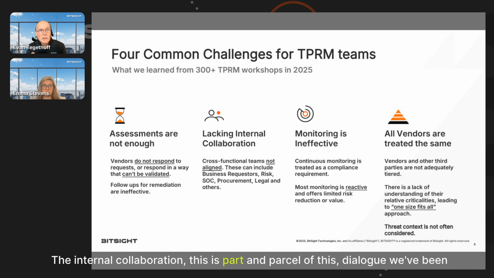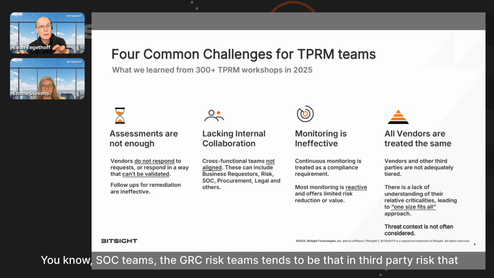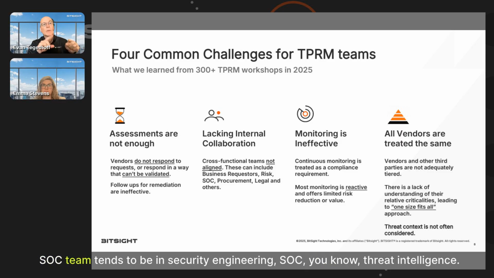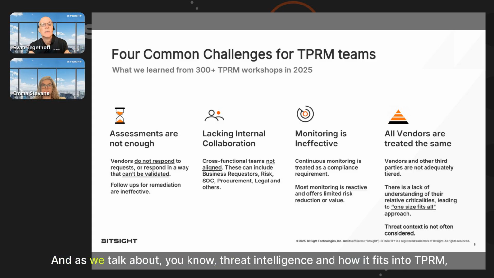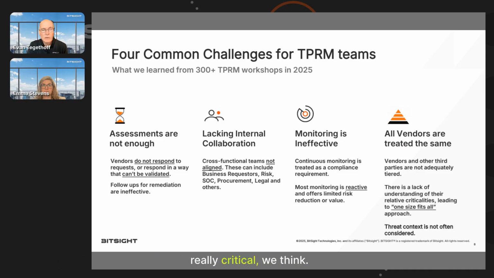The second is internal collaboration. This is part and parcel of this dialogue we've been talking about. SOC teams and GRC risk teams: third-party risk tends to belong on the GRC side, while the SOC team tends to be in security engineering, SOC, threat intelligence. More and more they need to talk together. And as we talk about threat intelligence and how it fits into TPRM, hopefully that'll highlight even more why continued collaboration there is really critical, we think.